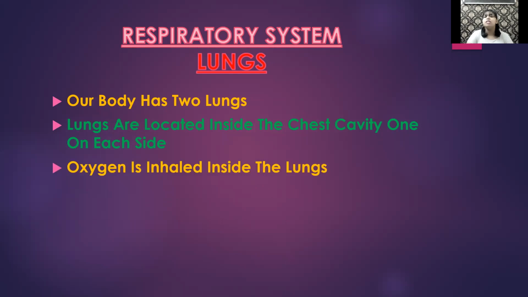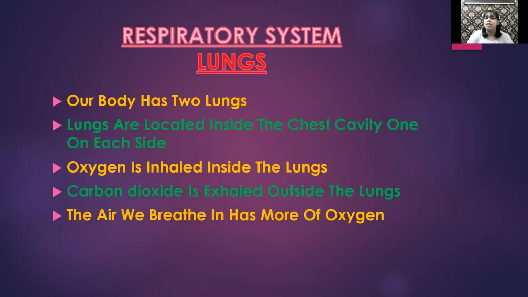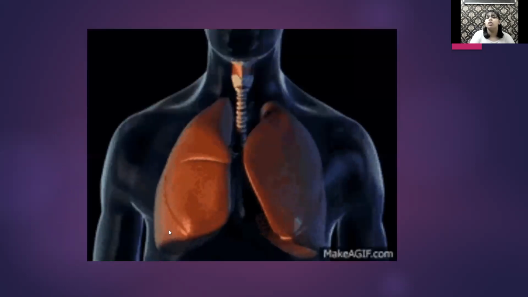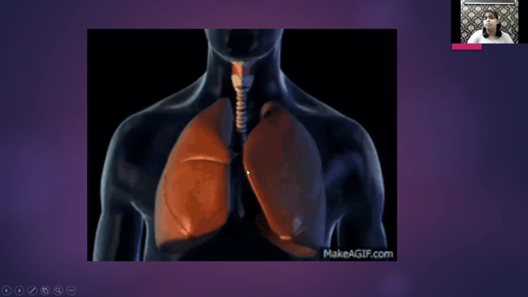Oxygen is inhaled into the lungs and the carbon dioxide is exhaled outside the lungs. The air we breathe in has more oxygen and the air we exhale has more carbon dioxide. We already learned what air we breathe in and what air we breathe out in our previous lesson, the living things and non-living things. This is how our lungs will look on the inside when we breathe in and breathe out.